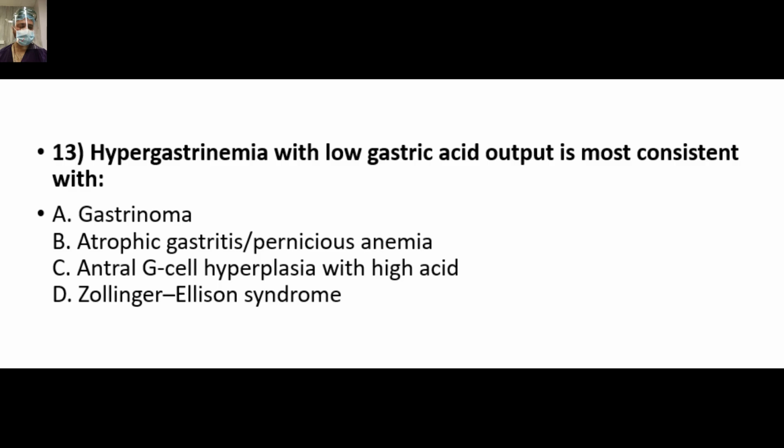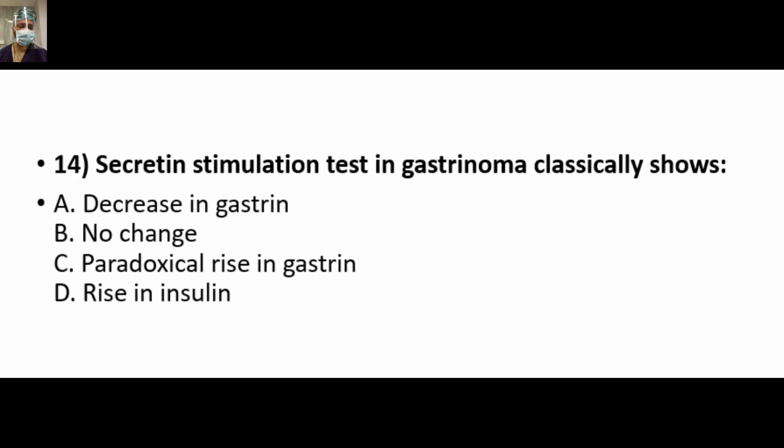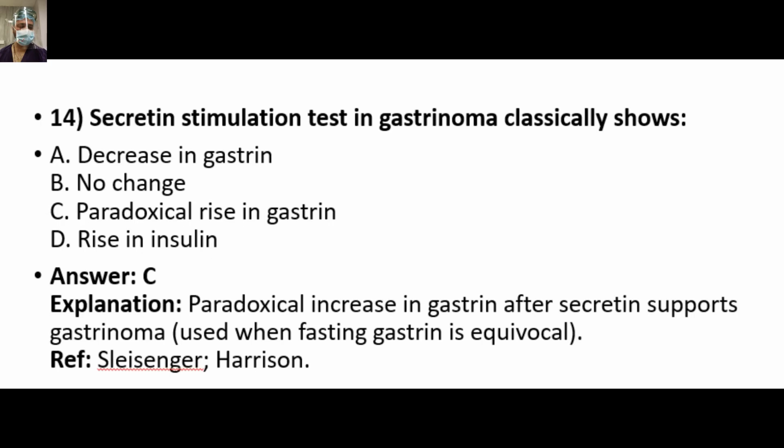Hypergastrinemia with low gastric acid output is most consistent with, we have just discussed. Answer is B, atrophic gastritis or pernicious anemia: parietal cell loss, achlorhydria, compensatory hypergastrinemia. Secretin stimulation test in gastrinoma classically shows, so answer is C. Paradoxical increase in gastrin after secretin supports gastrinoma, used when fasting gastrin is equivocal.